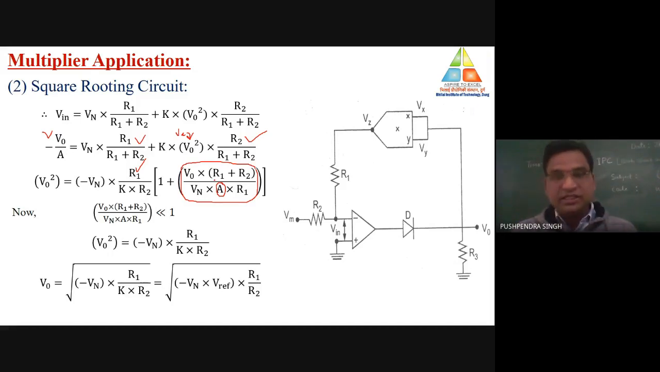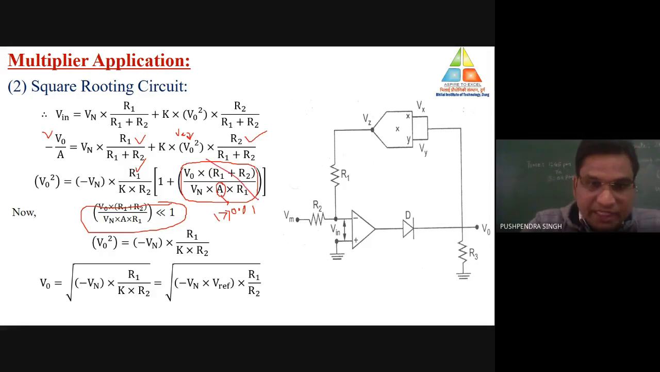In practical conditions, the value of gain is in mega ohms, and the value of resistance will be in kilo ohms. So the denominator term is much higher as compared to the numerator term. So all the values will be very, very less, around 0.01 or 0.02. As compared to 1, this value is much lesser. This much of the term is much lesser than 1, so just cancel it out. What is the value of V naught?